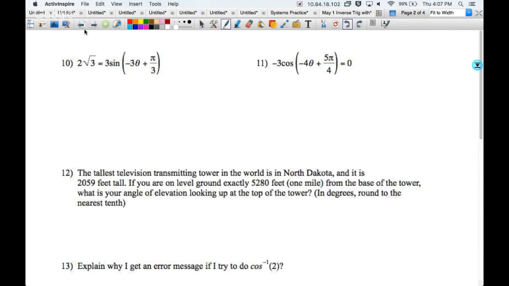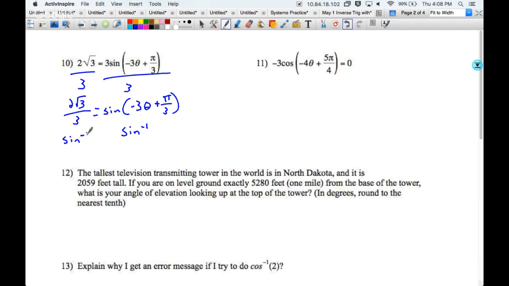All right, let's look at the back side. Number 10 is interesting. As I attempt to solve this, I might divide both sides by 3, get 2√3/3 equals sine of -3 pi plus pi over 3, and then try to take the inverse sine of both sides. But here's where I run into a problem. Let's just estimate 2√3/3. Root 3 is about 1.7, I want to say. Let me check that. Yeah, a little bit more than 1.7.